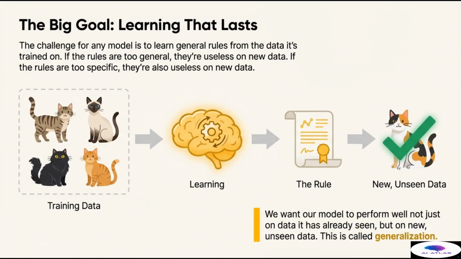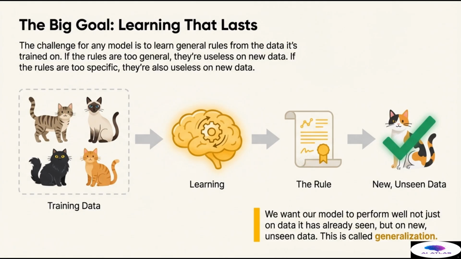The big goal in machine learning isn't just to memorize answers, it's about achieving learning that lasts. We want our model to be truly smart, not just a good parrot. The fundamental challenge is transforming raw, noisy training data into a set of general, robust rules that hold true even for data the model has never encountered before.